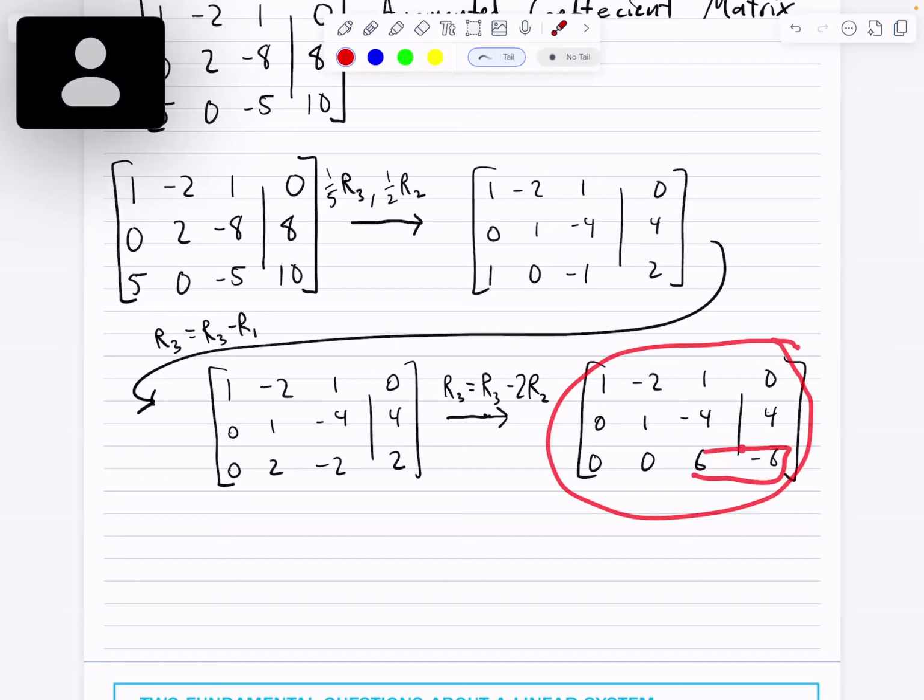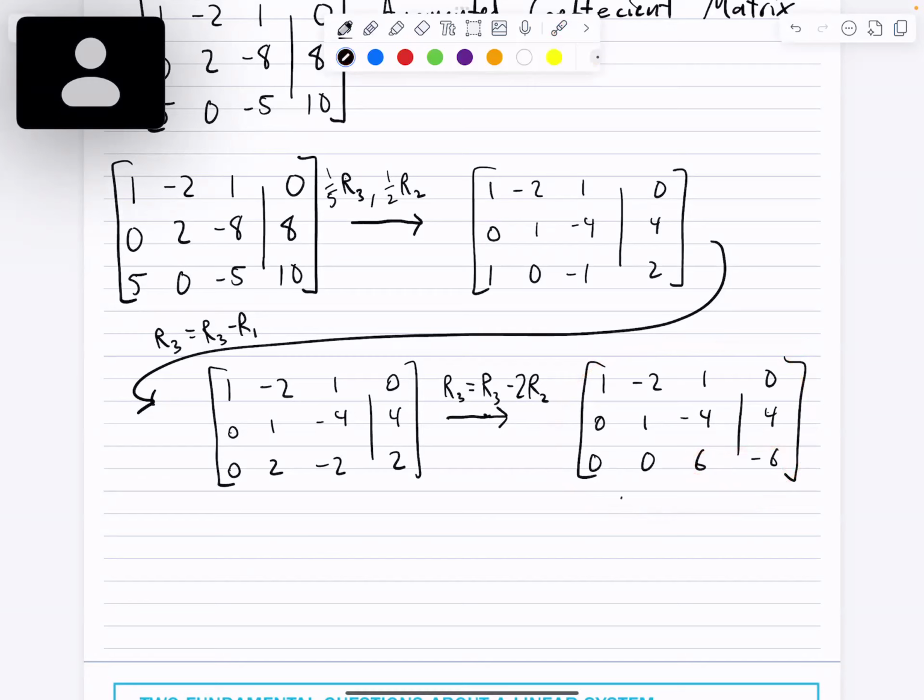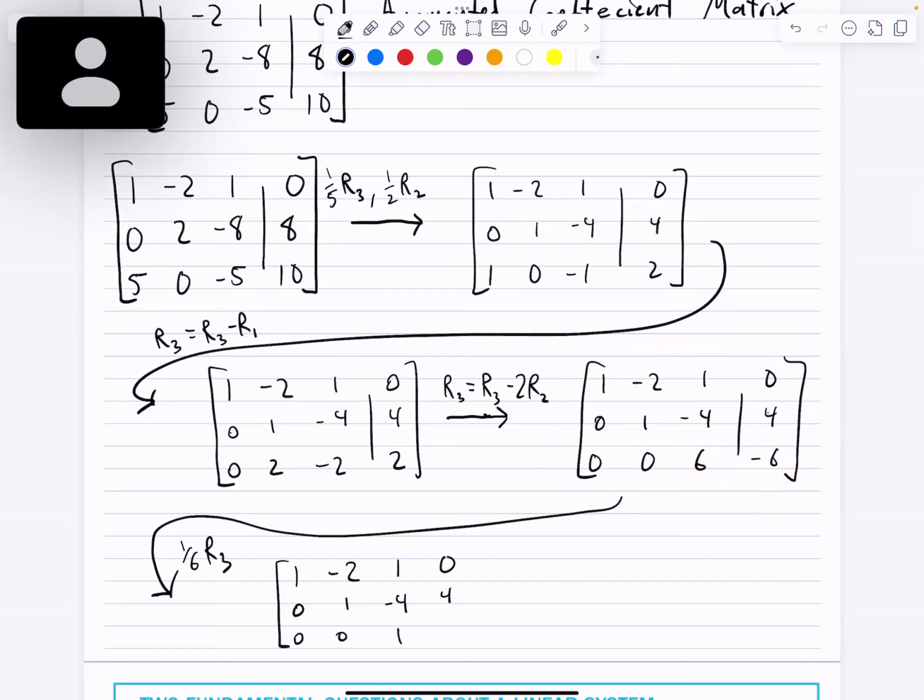I can reduce this down a little bit more. I'm just going to divide 1/6 row 3. You don't have to write down what you do every time. I'm just doing it the first time so you can get used to it, but generally I don't write it, I just do the operations as you get used to it. -4, 4, 0, 0, 1, -1 from there.